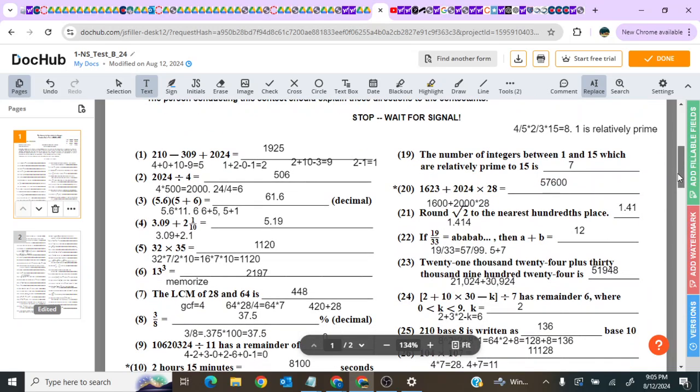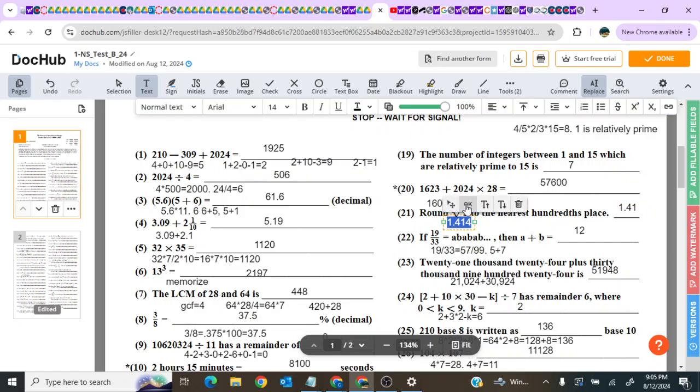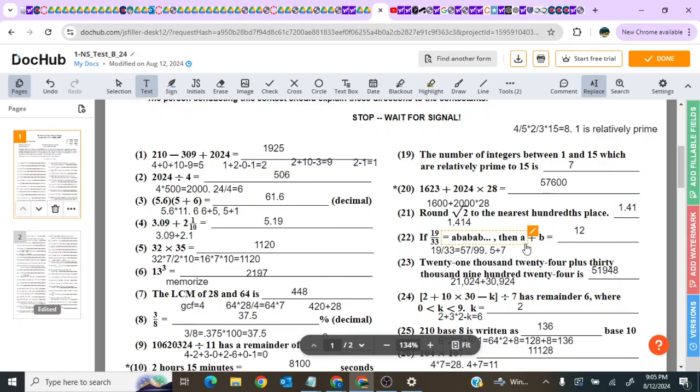Round square root of 2 to the nearest hundredths place. Well, square root of 2 you should have memorized to be 1.414. Round that and you get 1.41.